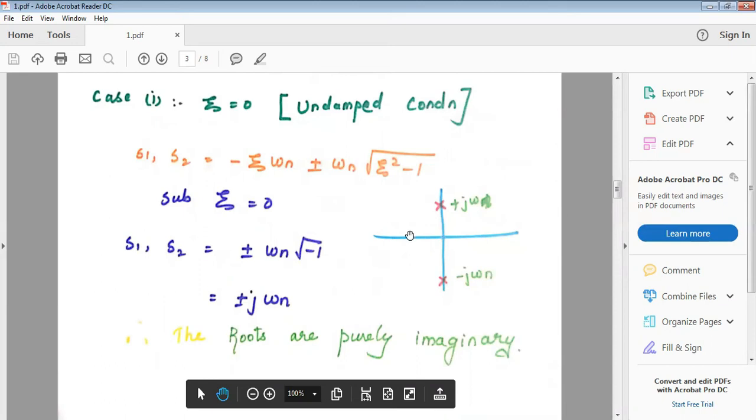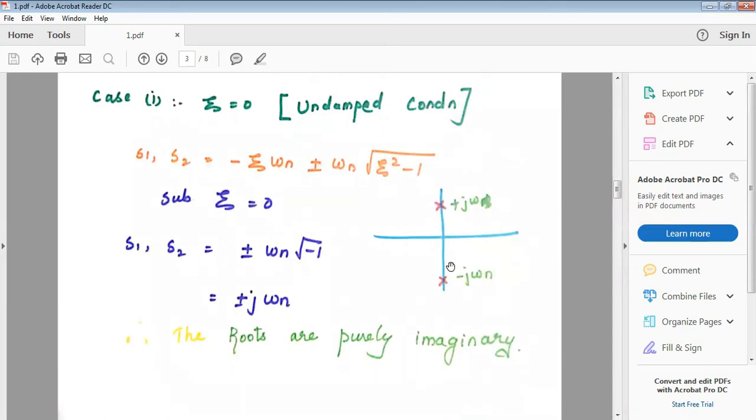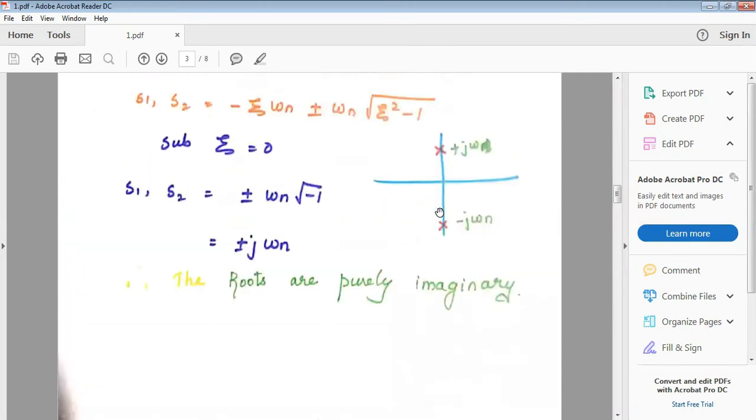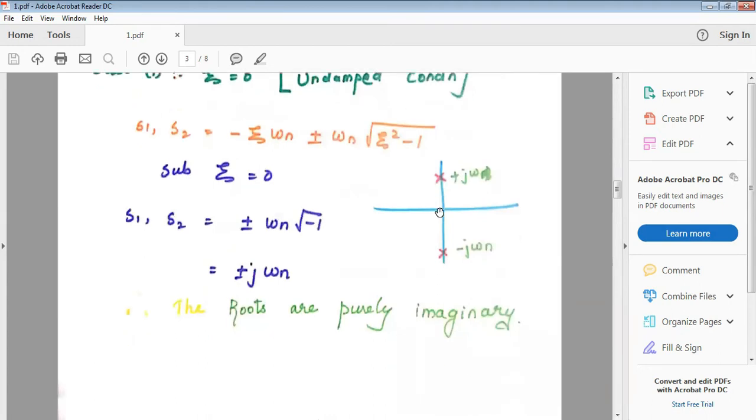So in the S-plane, we will be plotting the poles like this, right? Both the values are purely imaginary. So at the undamped condition, both the roots are purely imaginary, and that is said to be a marginally stable system. This undamped system is otherwise known as a marginally stable system.